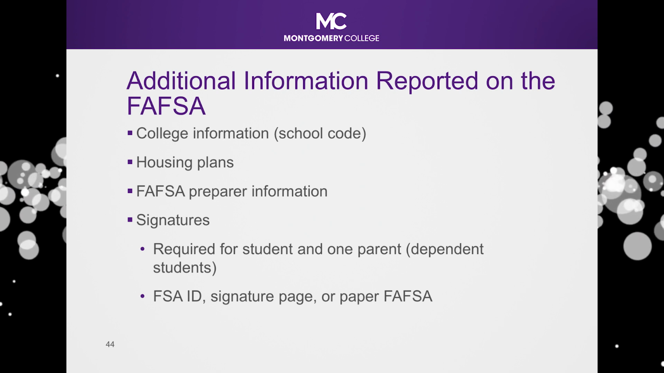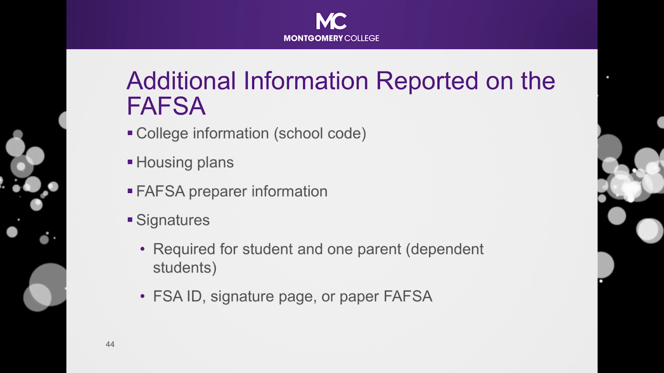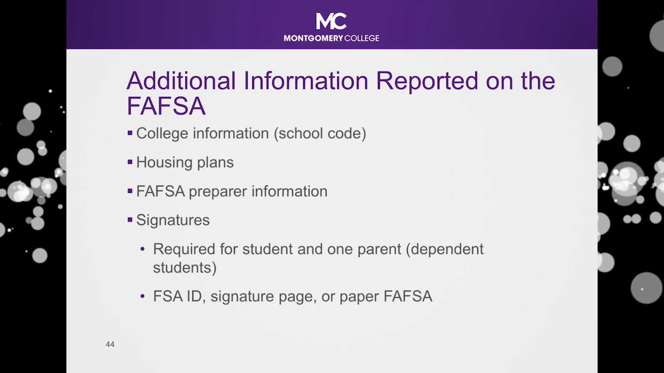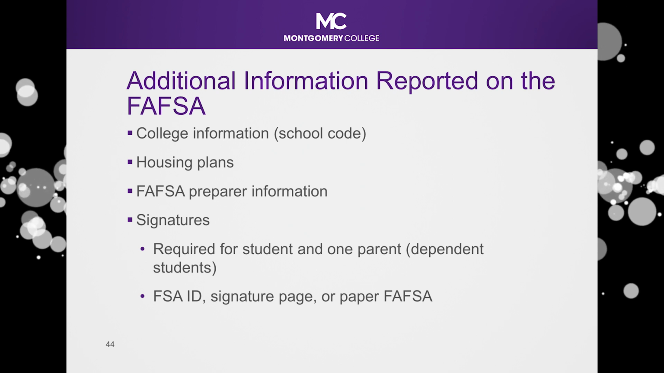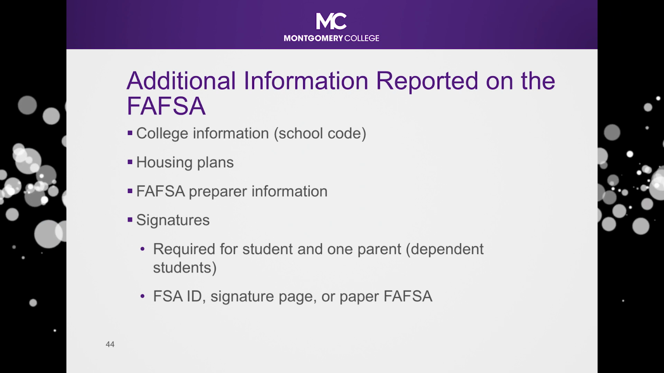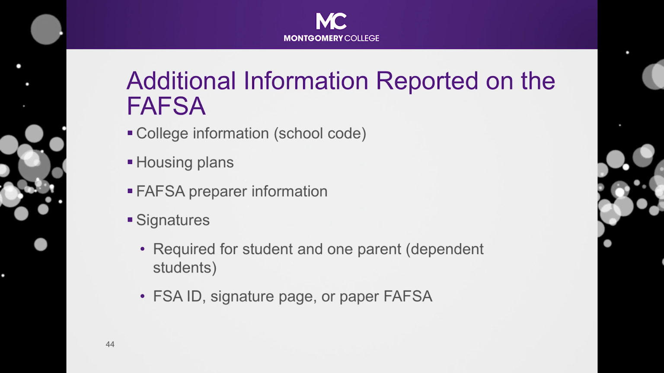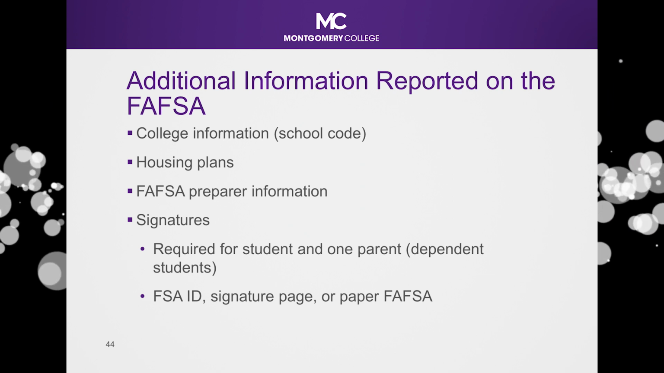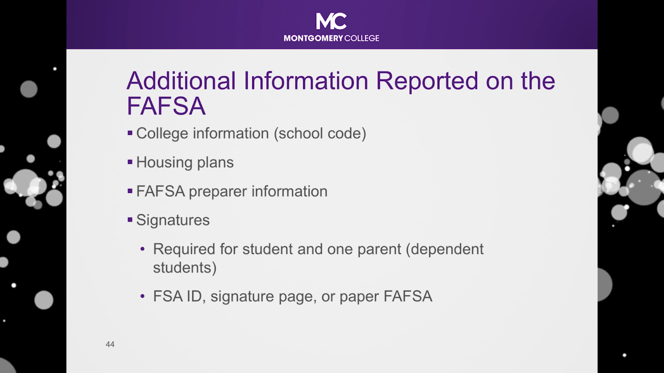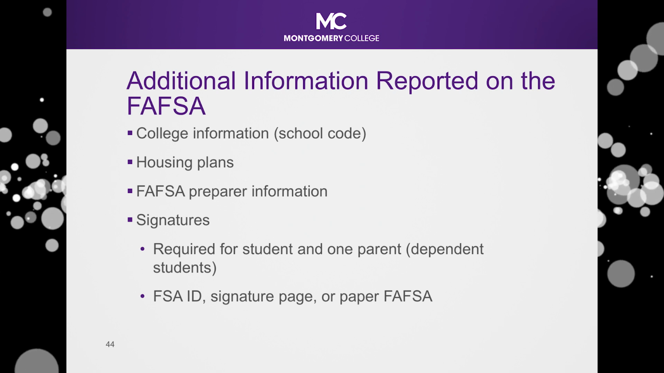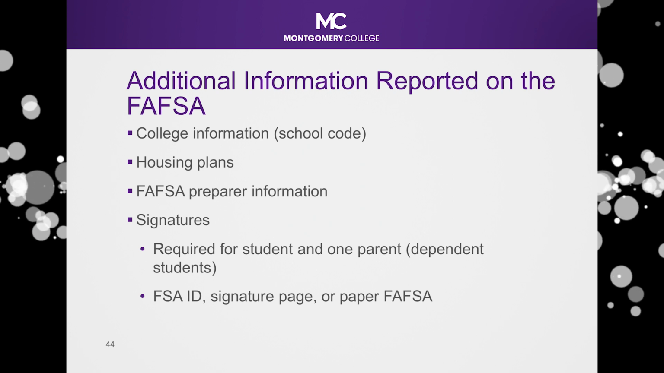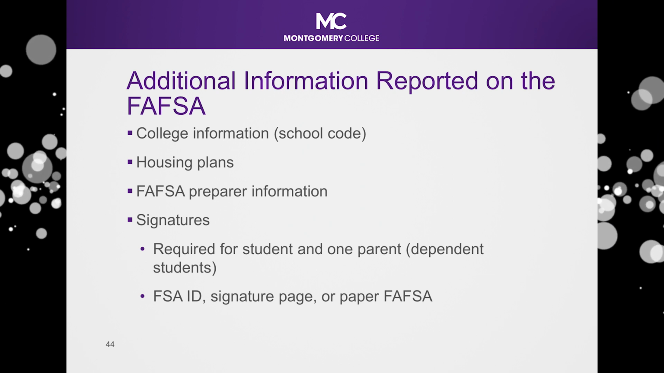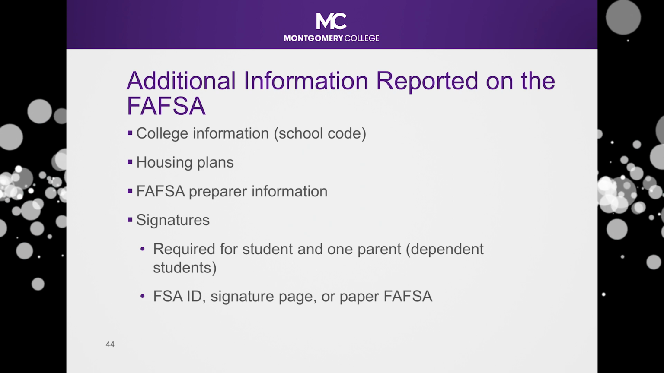Signatures. Required signatures, one parent for the dependent student and the student. Again, that's where the FSA ID comes in. And there is a website, and I think I have that in the presentation, but it's when you go on to fafsa.ed.gov, all the information is there. You can register and get your FSA ID. And like I said, that'll be your electronic signature that you will use throughout the process.